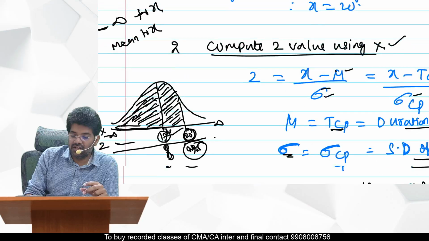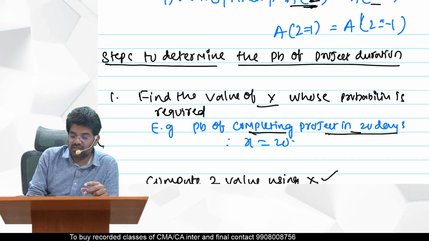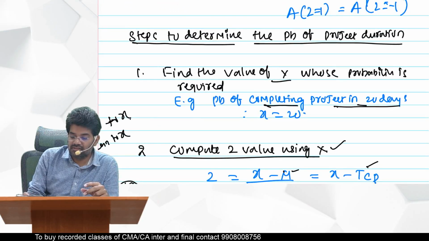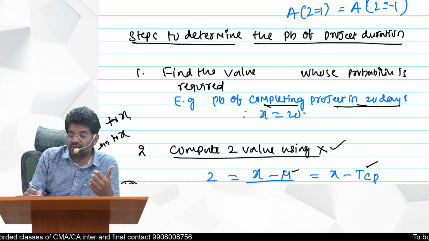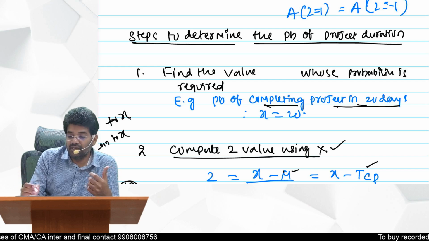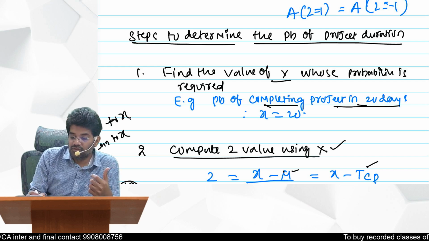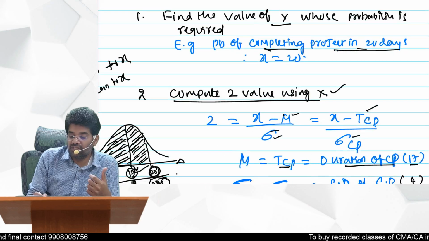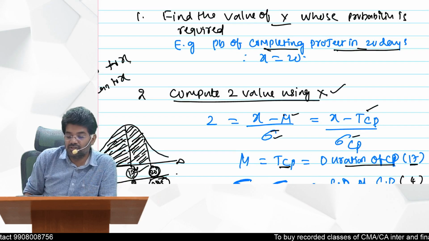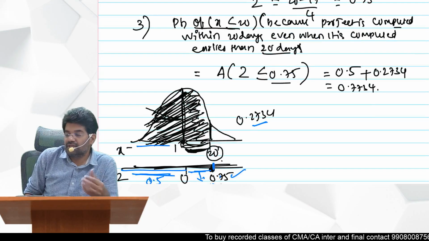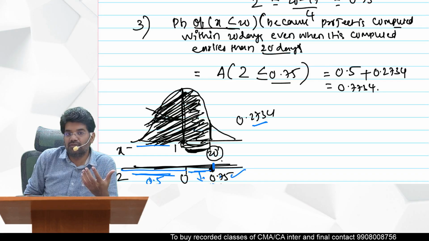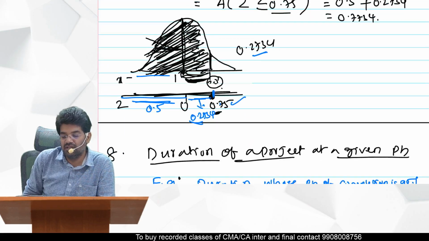Once again you can refer to the steps. What are the steps? First, find out the value of X for which we are calculating the probability, whose probability is required. Then compute the Z value using X. Once you calculate the Z value, then referring to the normal distribution table values, we can find out the probability. This is what you are supposed to do.